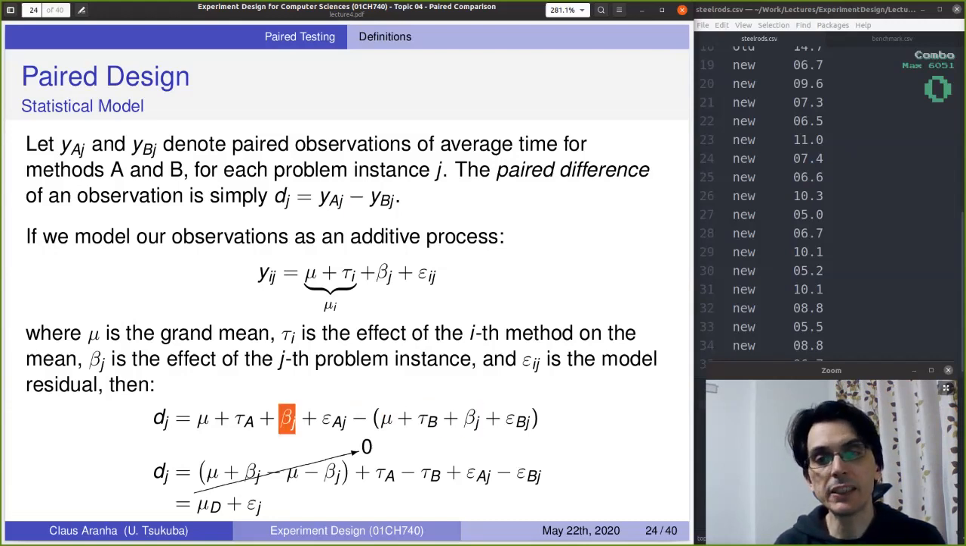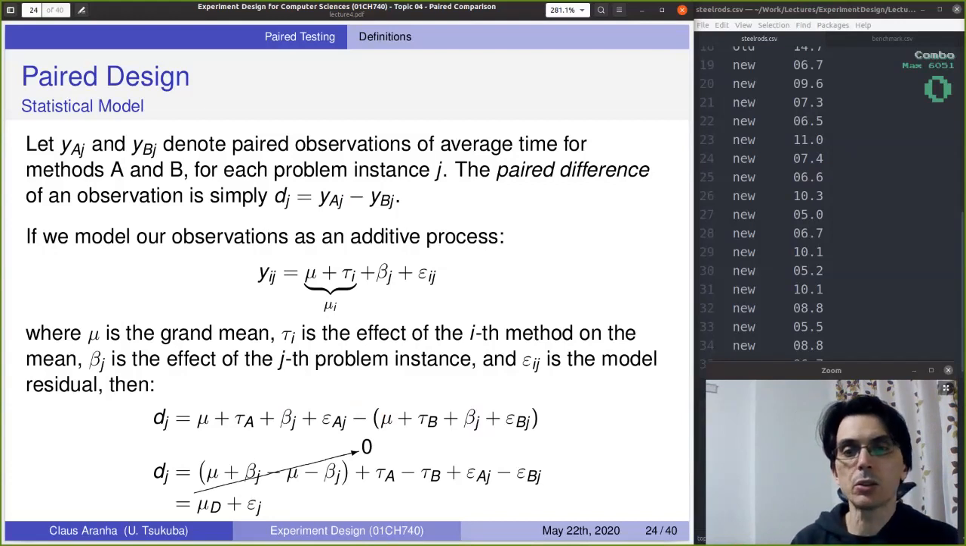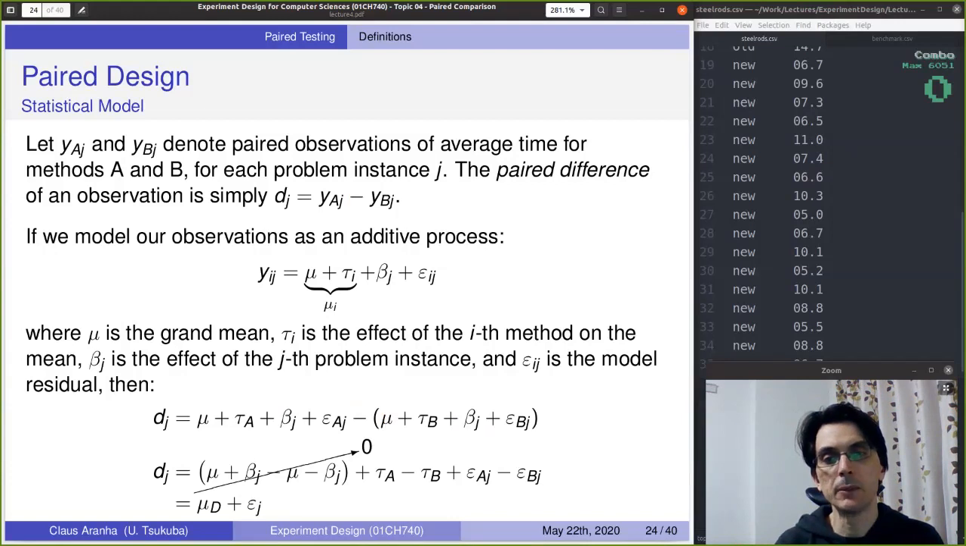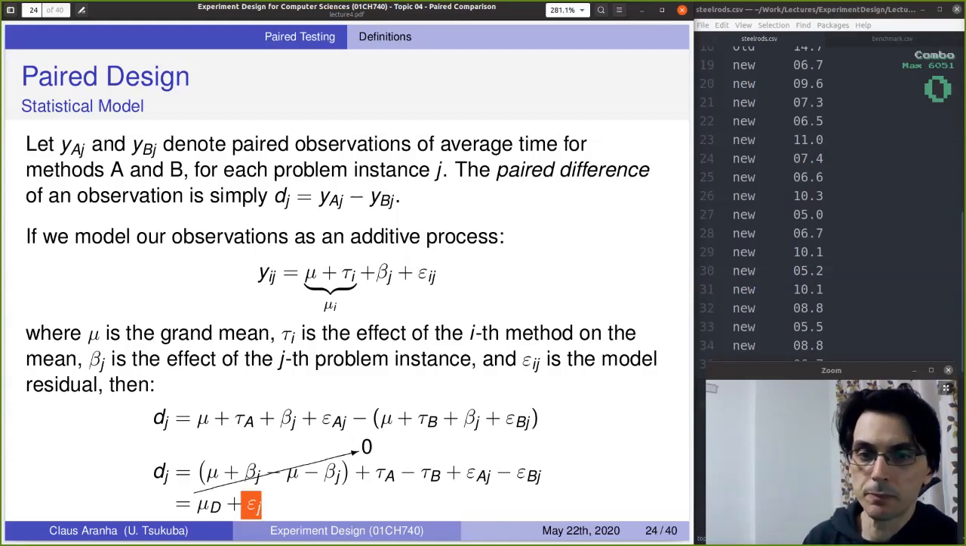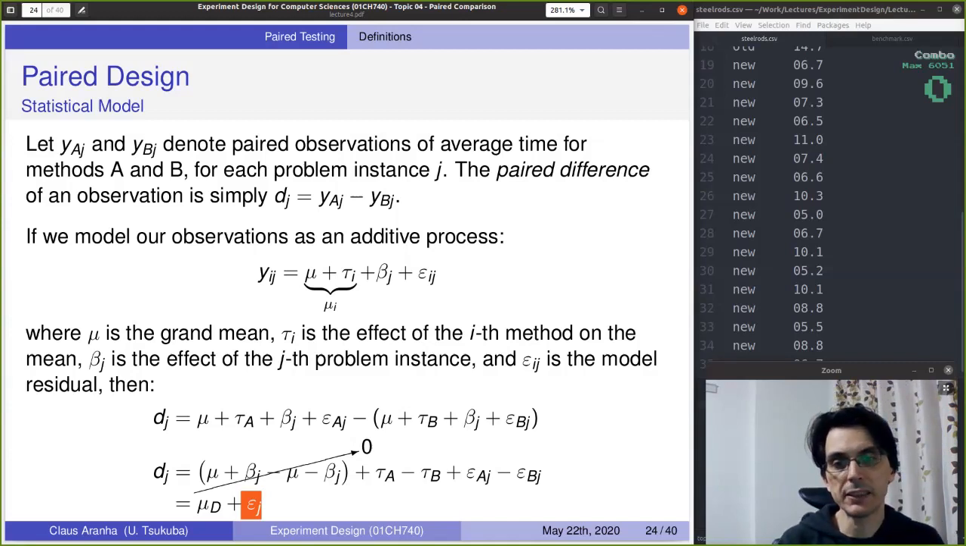Now, we see here that the influence of the problem is the same. So here we are assuming that the problem influences both of the algorithms equally, okay? So if we move the equal parts together, we have mu plus bj minus mu plus minus bj. So all this becomes zero, okay? So our statistical model becomes the mean of the difference plus epsilon j.